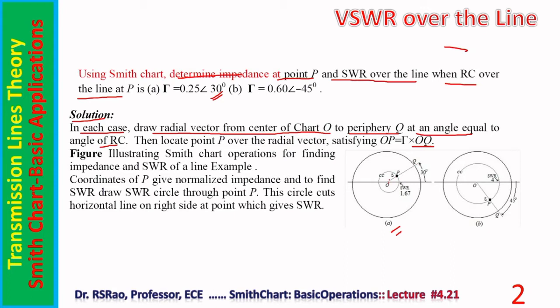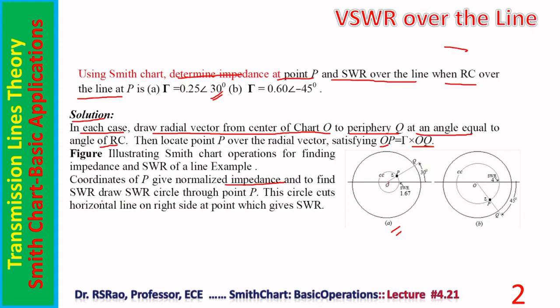This radial vector cuts the periphery at Q. Now over this vector we have to locate a point P such that OP is equal to 0.25 times OQ. So now P is available. Coordinates of P give normalized impedance. Point P is associated with a circle and an arc. Circle gives resistance and arc gives reactance. So impedance can be read out from point P.